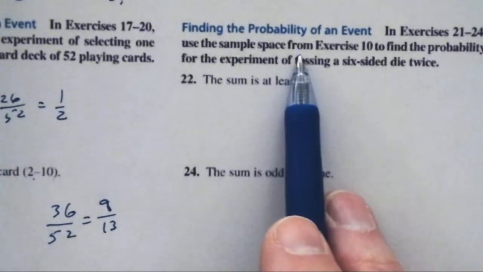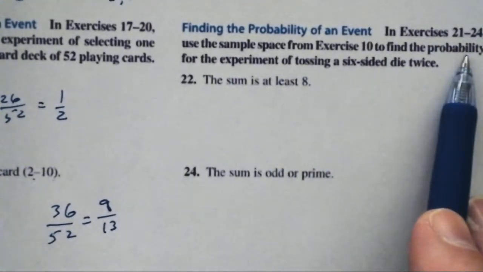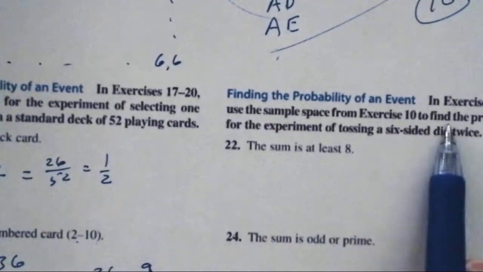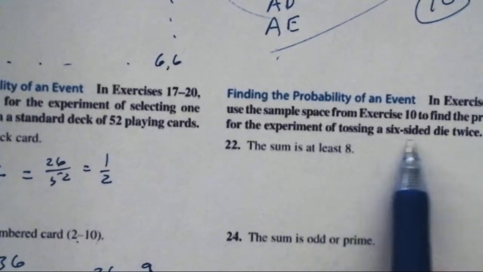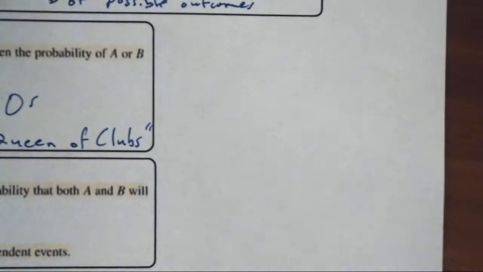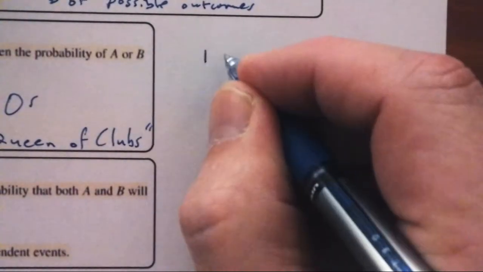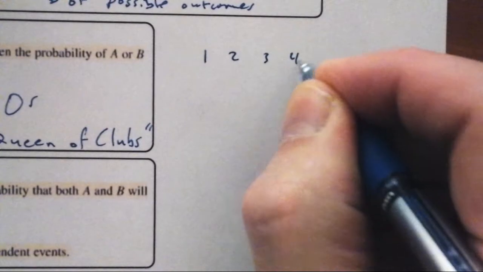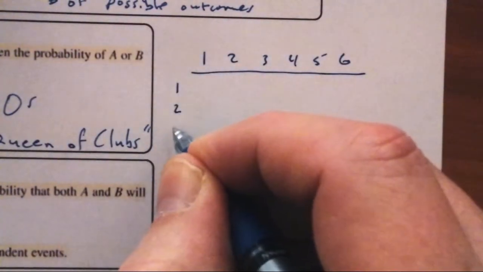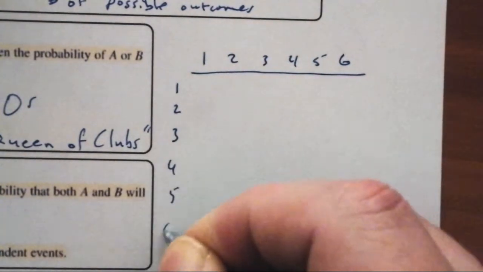Okay. Use the sample space from exercise 10 to find the probability of, so that's like this sample space here that we're using. And find the probability for the experiment of tossing a 6-sided die twice. And they're talking about the sum of them. I'm going to make a different chart for this and talk about this just a little bit where first die could be a 1, 2, 3, 4, 5, 6. Second die could be a 1, 2, 3, 4, 5, 6.